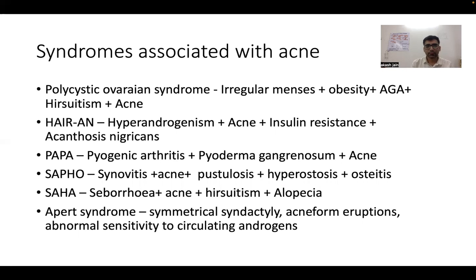Third is PAPA syndrome, known as pyogenic arthritis, pyoderma gangrenosum, and acne. Next is SAPHO syndrome, known as synovitis, acne, pustulosis, hyperostosis, and osteitis. Next is SAHA syndrome, which is also seen in PCOS patients, known as seborrhea, acne, hirsutism, and alopecia. Next is Apert syndrome: symmetrical syndactyly, acneiform eruption, and abnormal sensitivity to circulating androgens.